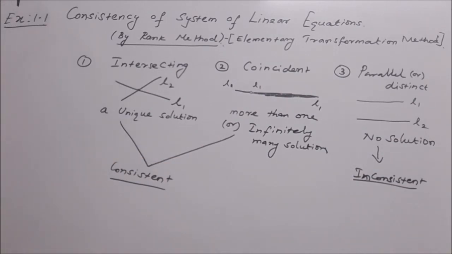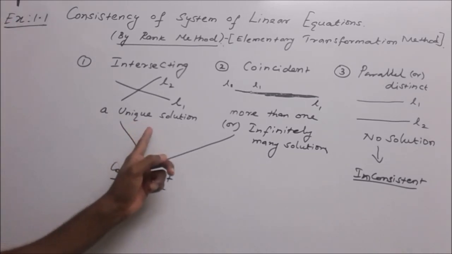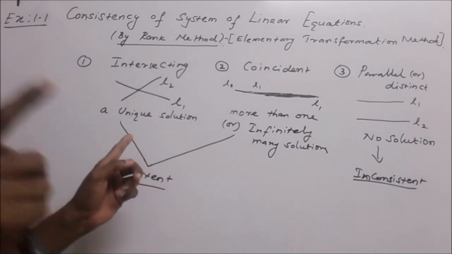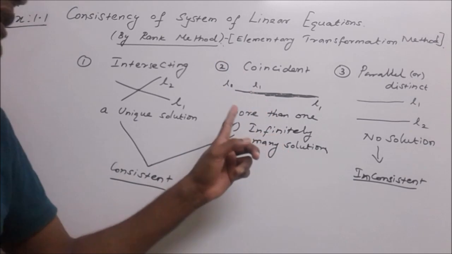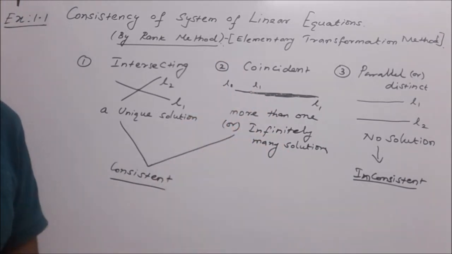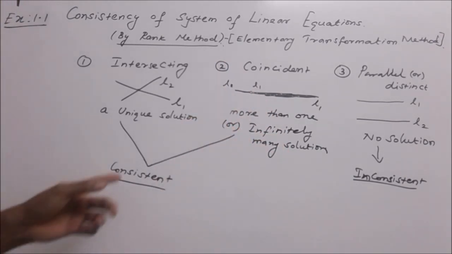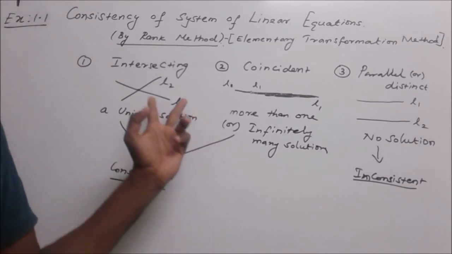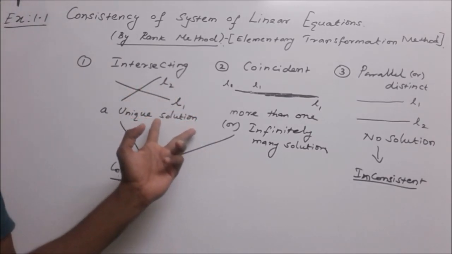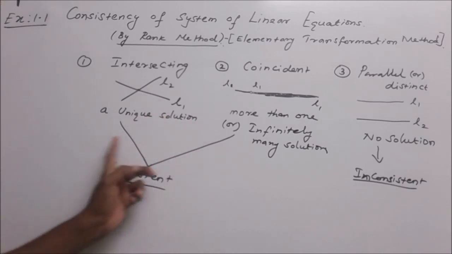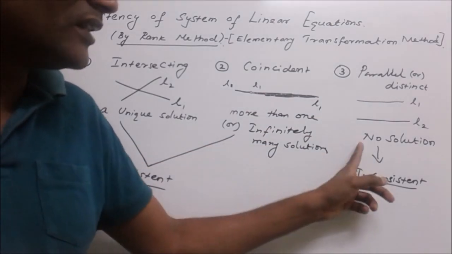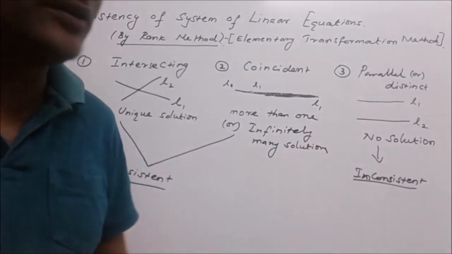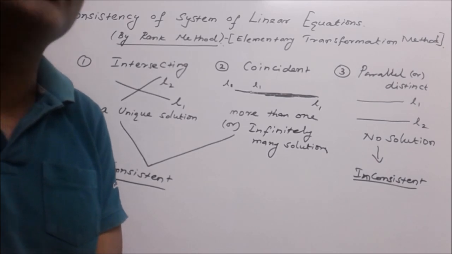When a solution exists, it will happen in two different ways. There may be a unique solution, only one solution, or more than one solution, that is, infinitely many solutions. If a solution exists, the system is called a consistent system of equations. If a solution does not exist, that is, no solution, the system of equations is known as inconsistent.